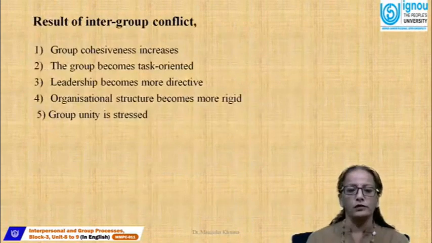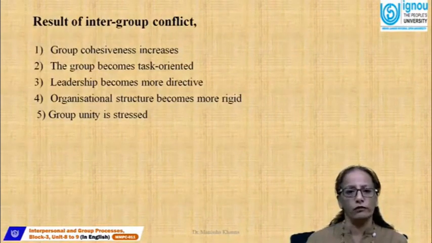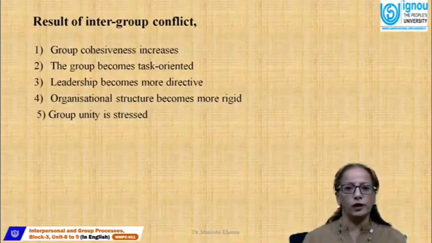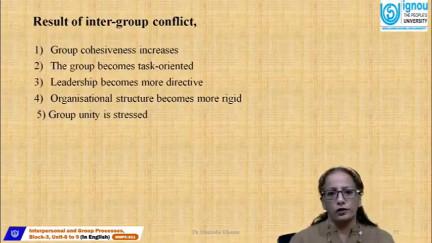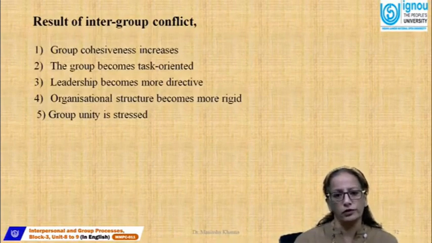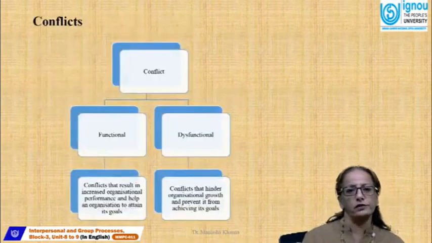The results of intergroup or inter-team conflict are that group cohesiveness increases, the group becomes task oriented, leadership becomes more directive, the organization becomes more rigid, and group unity is stressed.